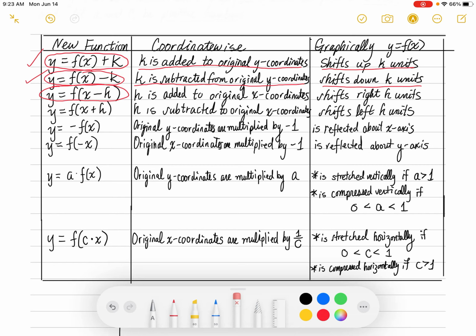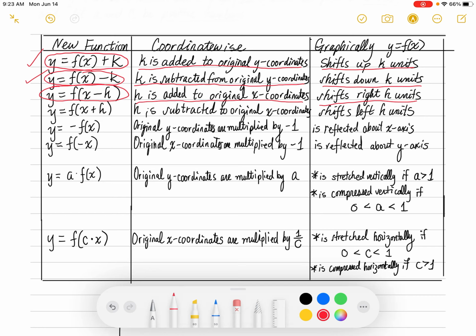Now, let's actually see that in our table, right? So we had f of x minus h, so rather than subtracting h, we're actually adding h to the x coordinates, and we're actually shifting right h units. So yeah.